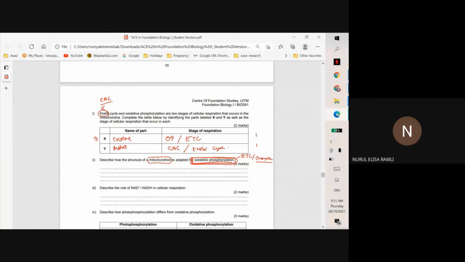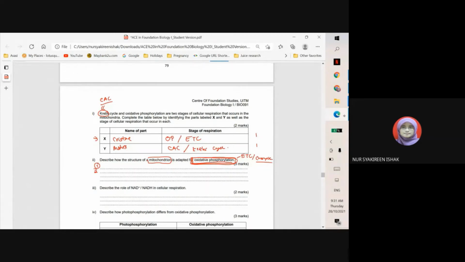Highly folded inner membrane. Okay, so boleh lah, satu markah kat situ. Highly folded inner membrane or the cristae is highly folded. Sama je lah, cristae and inner membrane is the same. So that is the first point: you describe the inner membrane that is highly folded or the presence of cristae, which is to provide more surface area. So that is for the first point.